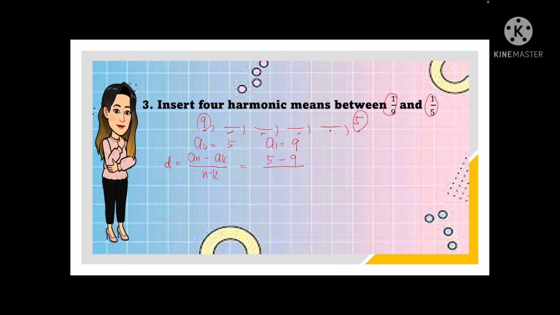So, meaning, pang ilang term ba si 5? So, that is 6. At pang ilang term ba si 9? So, that is 1. So, 5 minus 9, that is negative 4. 6 minus 1, that is 5. So, we have negative 4/5. So, kunin muna natin yung mga next term.